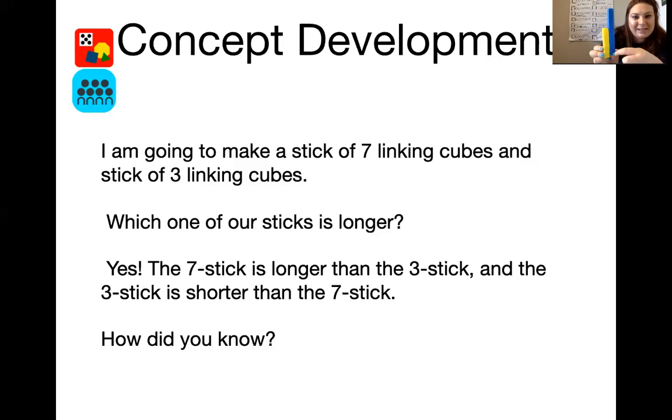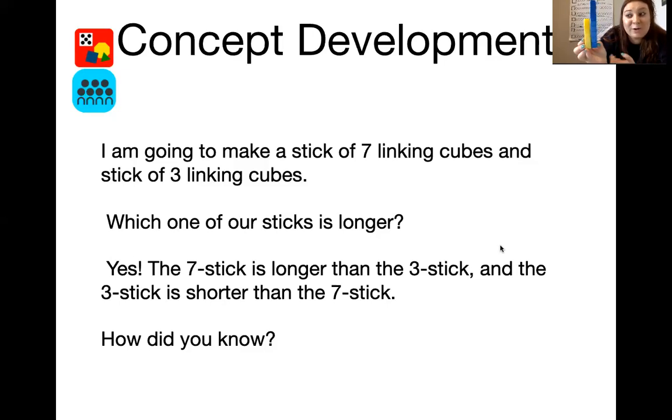I have my 8 stick and my 5 stick. I'm going to make sure that the bottoms line up. Which stick is longer? Great. The 8 stick is longer than the 5 stick. Go ahead and repeat that sentence. The 8 stick is longer than the 5 stick.